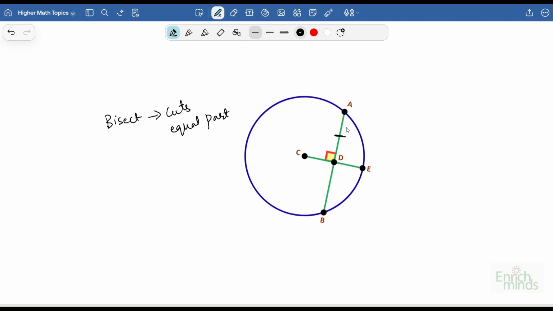So this AD, the length of AD, is equal to the length of DB. So AD equals DB. The keyword here is that this line CE has to be the perpendicular line, and AB has to be the chord of the circle. So the line which is perpendicular to the chord of the circle bisects the chord, or makes it into equal parts.